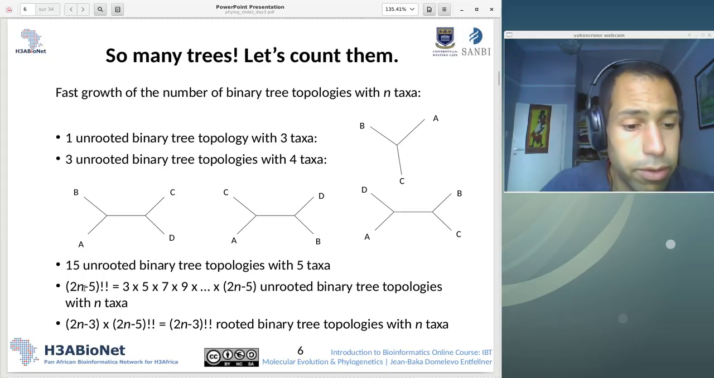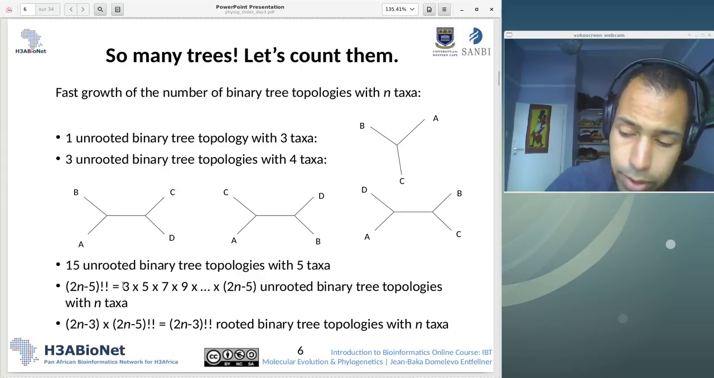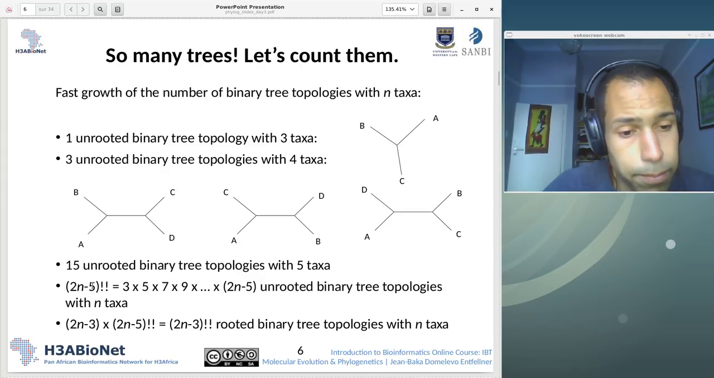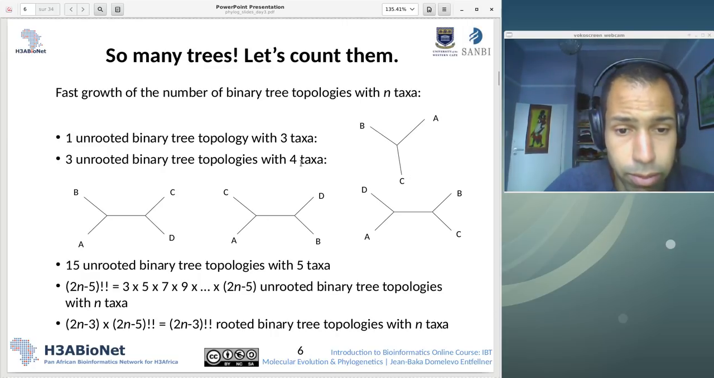Remember, in the previous session I told you how many edges we have in an unrooted tree topology: it's 2n minus 3. So here, 2n minus 3 is 2 times 3 minus 3, it's 3. Here for this 4 taxa, 2 times n is 8, minus 3 is 5, and indeed you have 5 edges here. So from this we established this formula that gives you the number of unrooted binary tree topologies with n taxa.